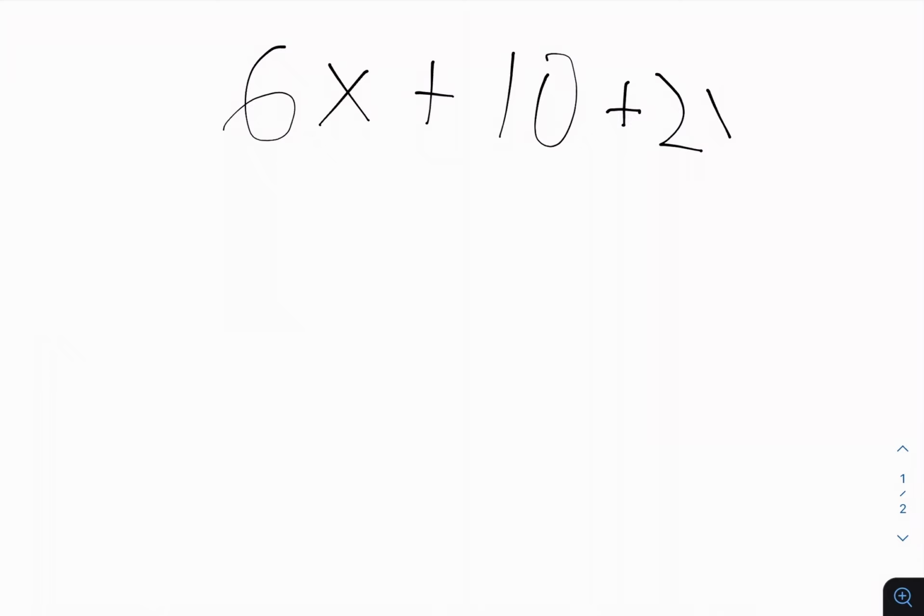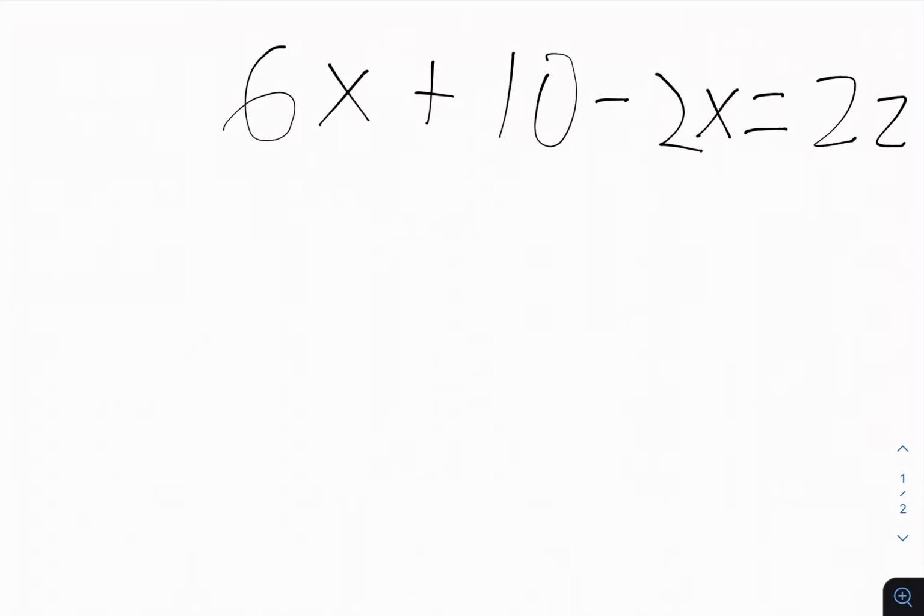So let's have some more practice with algebraic equations, as they are very important for a lot of the higher levels of mathematics. Let's try 6x plus 10 plus 2x plus 2 minus 2x equals 22.